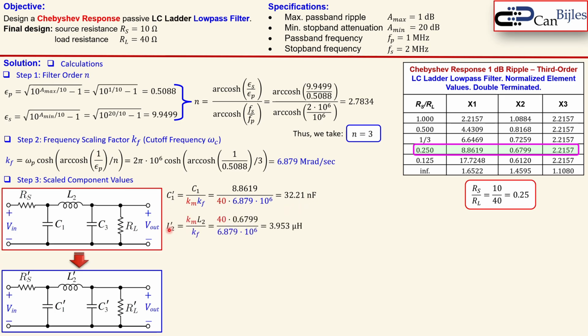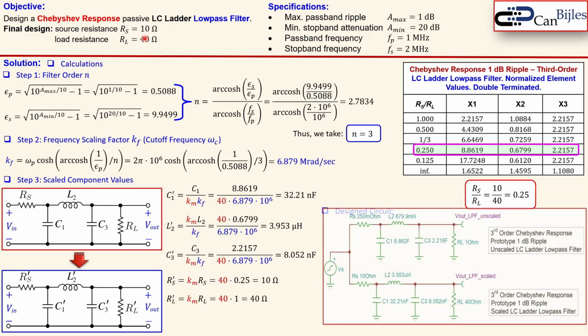The L2 prime is related to again the magnitude and the scaling factor for the frequencies in this form, and also with L2, which is the normalized value, we take it from the table here, 0.6799. And that will give us this value, and a C3 prime in a similar form, where we get this normalized value as we have done for C1 prime. So for RS prime and also the RL prime, we use 40 times the 0.25 for the RS, because this is the normalized value here, 0.25 ohms, and here it is 1 ohm. So you can actually see here the final values appearing as we wanted in the final design.